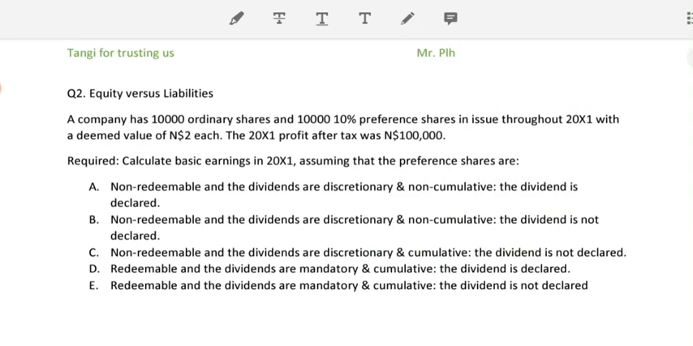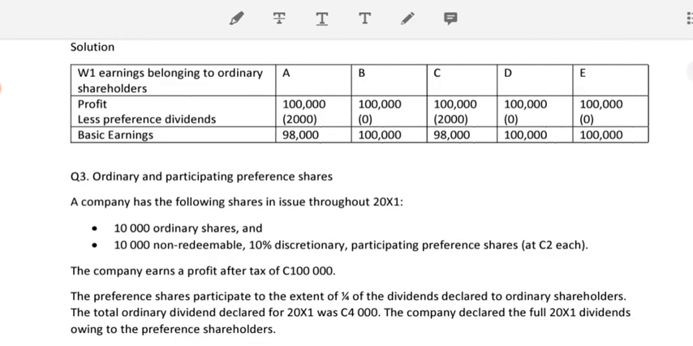So in A there was a declared dividend, and then in B there was nothing declared and it's non-cumulative, which means that we don't have to account for it here, and this one is not declared. All right, let's look at the answer.